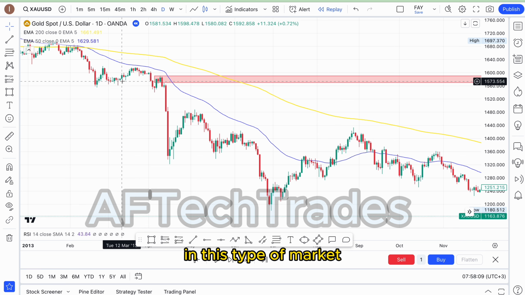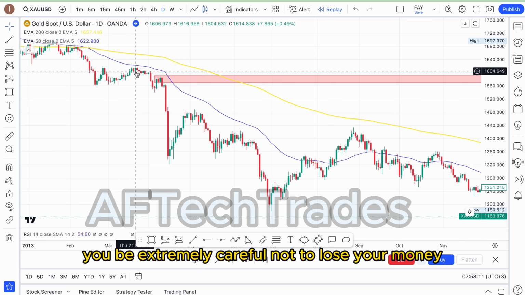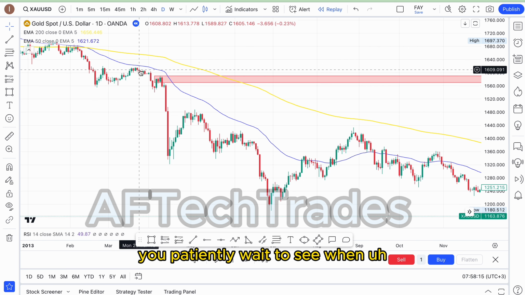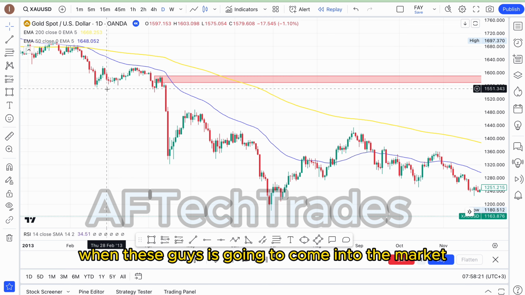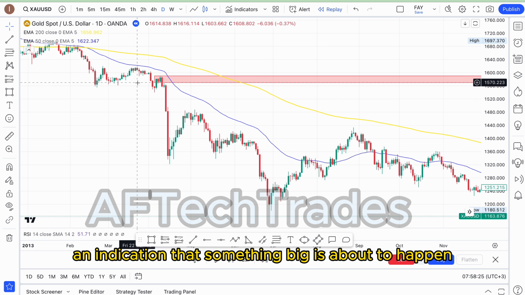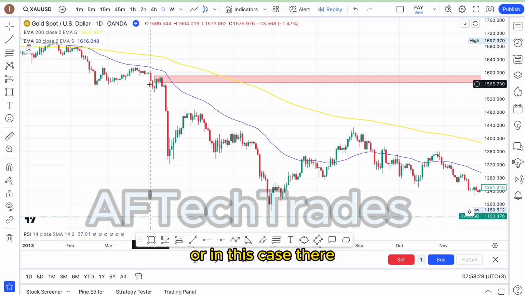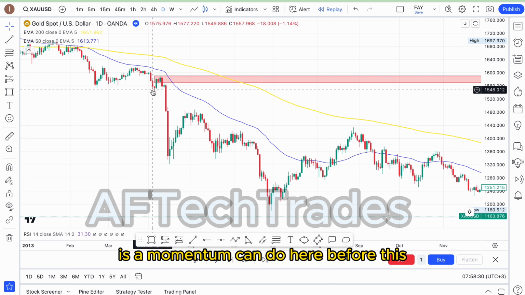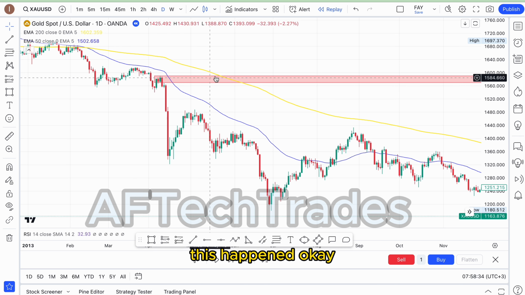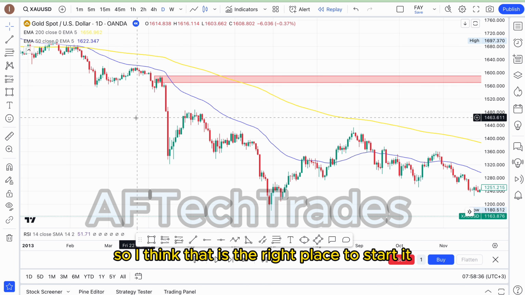In this type of market, you must be extremely careful not to lose your money because there is indecision in the market. You patiently wait to see when these guys are going to come into the market to move the market. It's usually an indication that something big is about to happen. Or in this case, there is a momentum candle here before this, immediately after this happened. Okay, so I think that is the right place to start it.